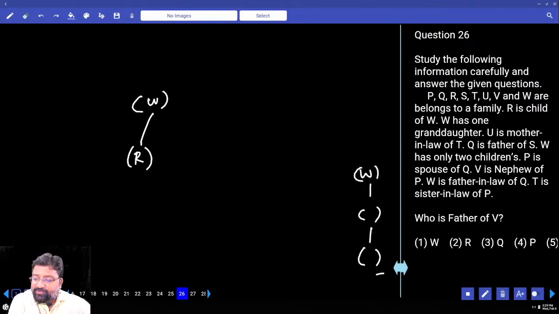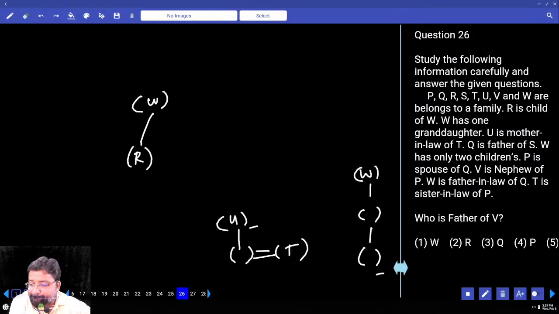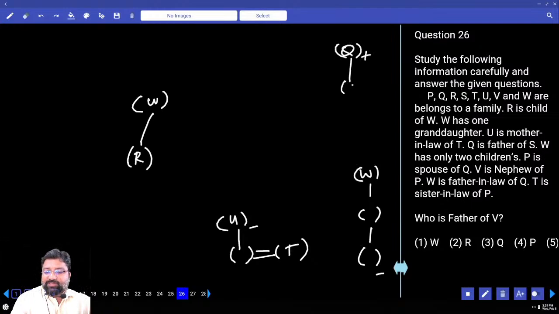U is the mother-in-law of T. Who is this U? T's spouse's mother. Mother-in-law is your spouse's mother. So U is the mother-in-law of T and T's spouse's mother is U. And then he says Q is the father of S. W has only 2 children.